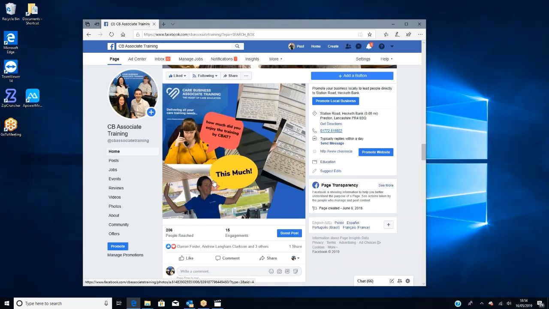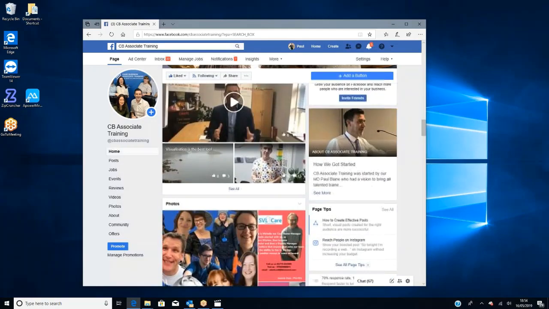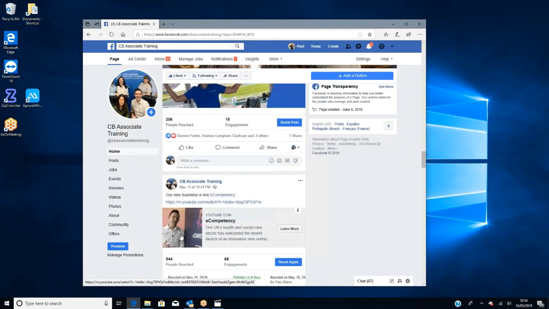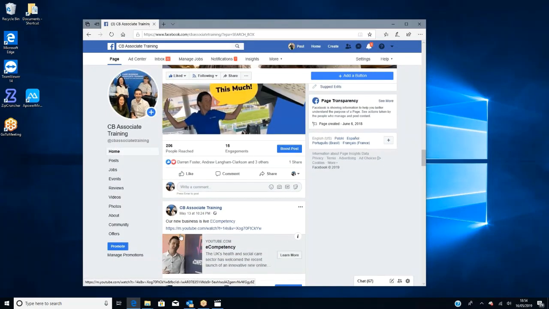And basically what it does with Facebook is you might have 1,000 friends or 10,000 followers. Facebook will only show that to a number of people that are following you, the people that are most likely to engage with you. So you can see here that this post went out and it's got 206 people that it's reached, yet the followers to this page is 3-4 times the size of that.